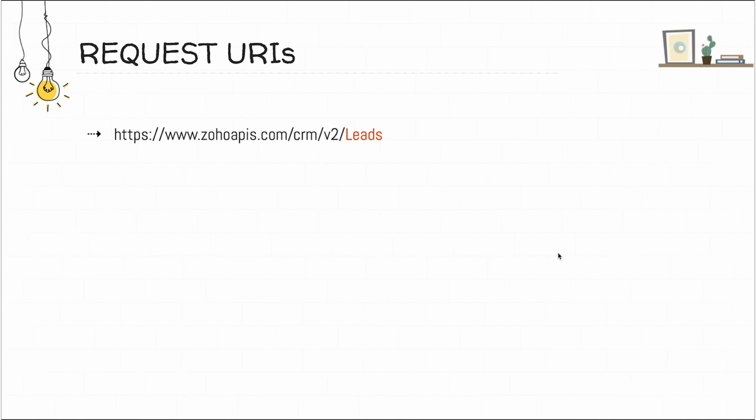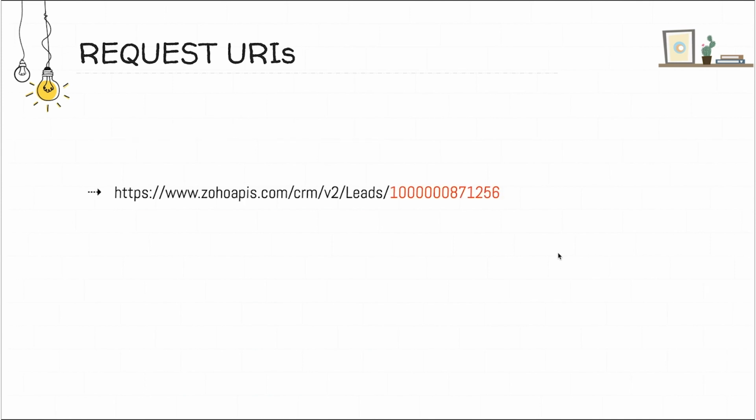So the URL that you see here, https://www.zohoapis.com/crm/v2/leads. This URI would grant you access to all of the records available in the leads module. However, in case you want to fetch information about just a specific record, you could use this URI, which is different in just one parameter: leads/ the ID of the lead, the unique ID.